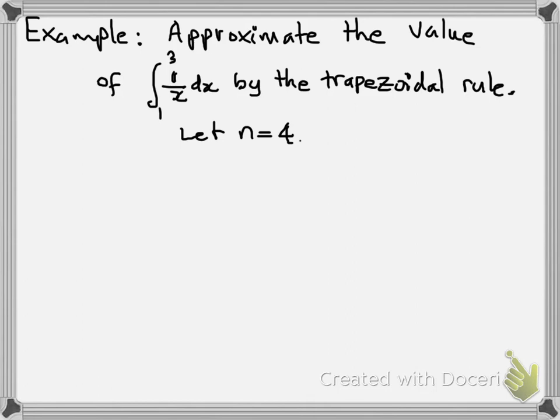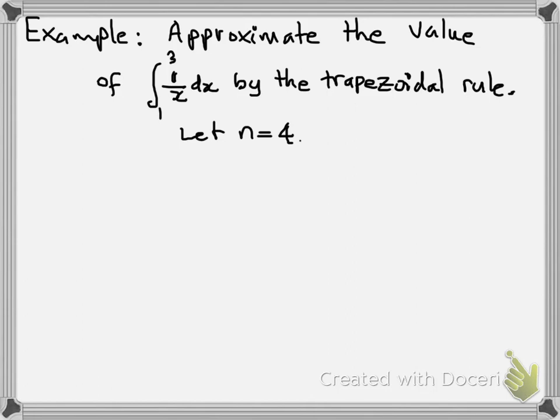So for example, let's see a couple examples. Let's see this first one. We want to approximate the value of the integral of 1 over x from 1 to 3 dx by the trapezoidal rule. Let n equal 4. So we are using 4 trapezoids to figure out the area under this curve.